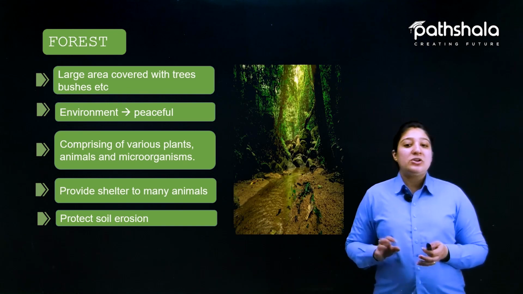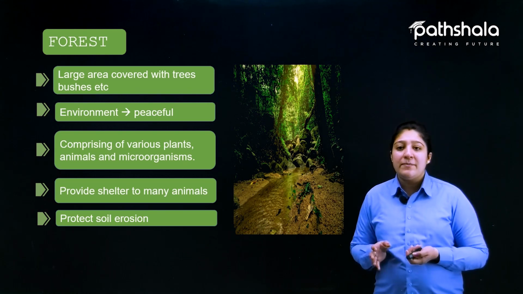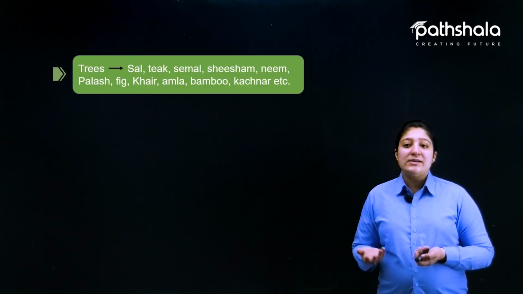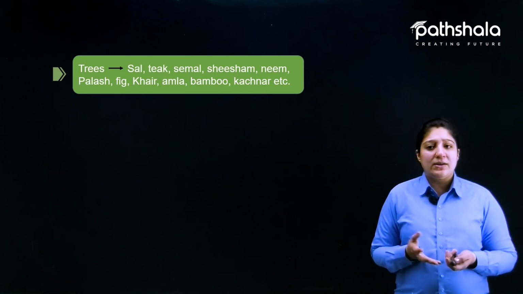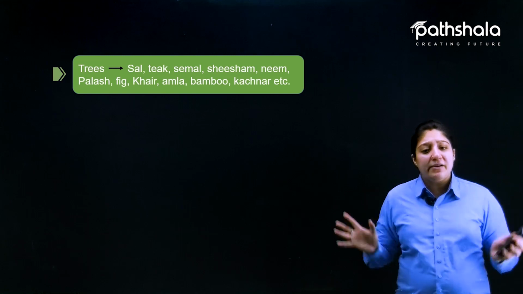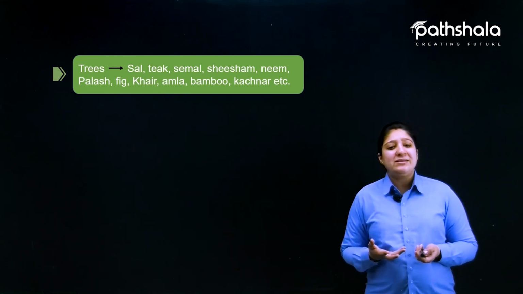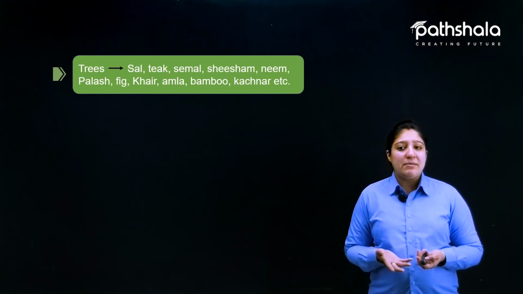So here in the picture you can clearly see how the forest exactly looks, right? Now there are different kinds of trees present, for example sal, teak, shisham, and many more other trees are present. There is a wide variety of trees. You just need to remember 4 to 5 examples, so that if someone asks you, you can simply give the examples, right?